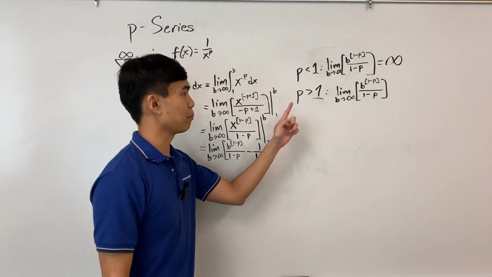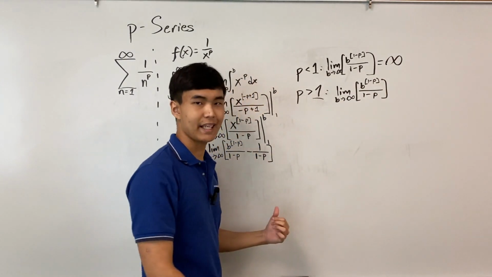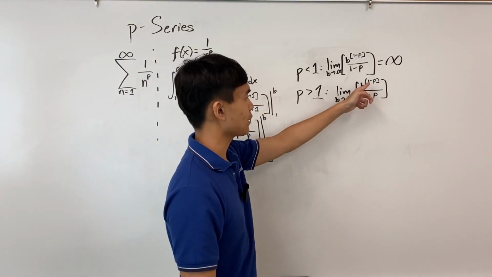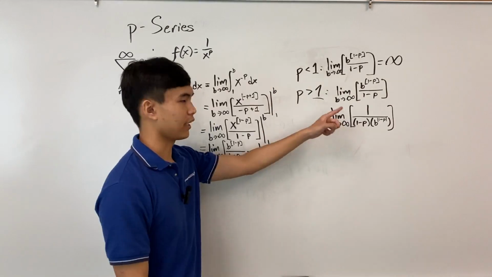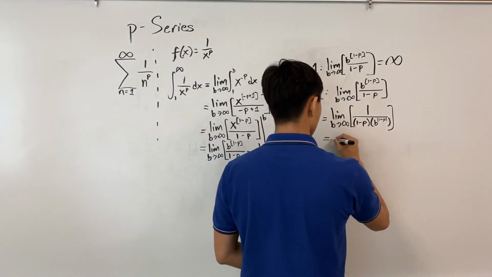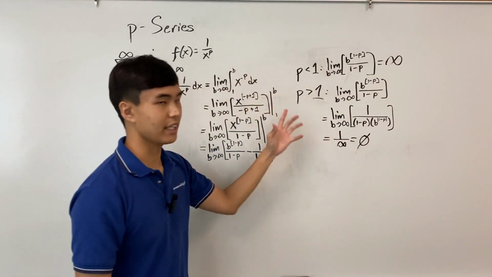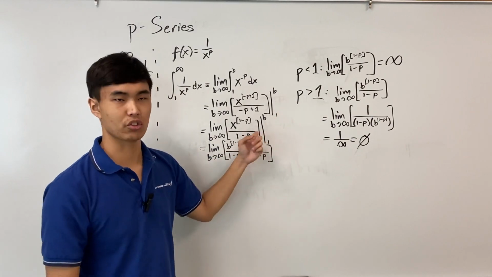In the second case, when p is greater than 1, notice that this result now becomes negative, which means the exponent can go to the denominator, like so. And in this case, when b goes to infinity, this goes to 1 over infinity, which goes to 0, and thus the integral converges when p is greater than 1.